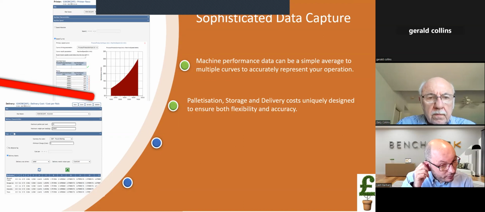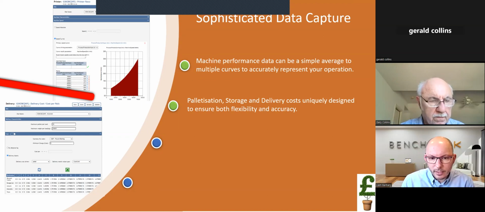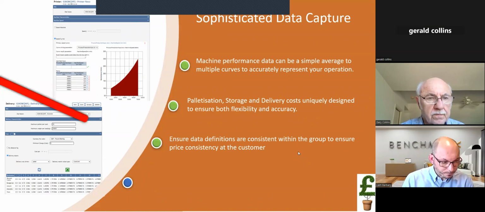Palletization, storage and delivery costs, uniquely designed to ensure both flexibility and accuracy. With this side, there's a huge amount of mathematical logic that goes in around pack and the supply chain generally, the packaging, storage and delivery. Often this is a corner cut by industries. In some markets it's not a very big cost, so it's easy to not take it seriously. In other markets it can be very expensive. All I would say is try and get it down to a SKU level, a really good level of detail.